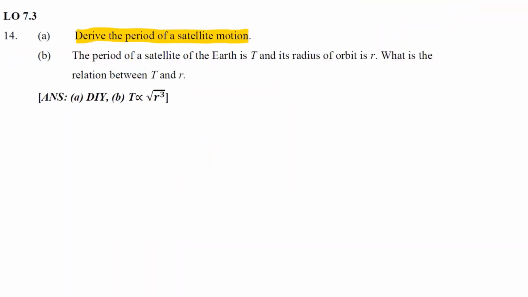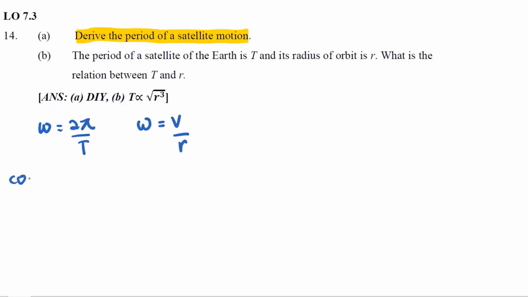Question 14a, derive the period of the satellite motion. We have omega equals 2 pi over T, and also we have omega equals v over r. We're going to combine these two, so it becomes 2 pi over T equals v over r. Rearranging T to the top and r to the top, our period T equals 2 pi r over v.